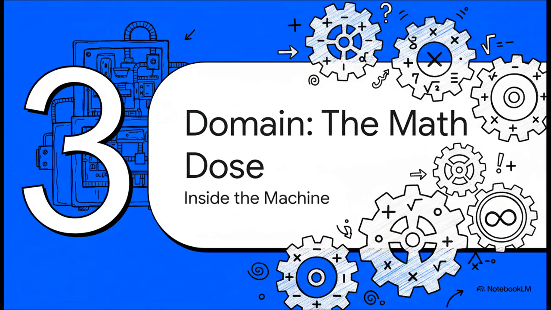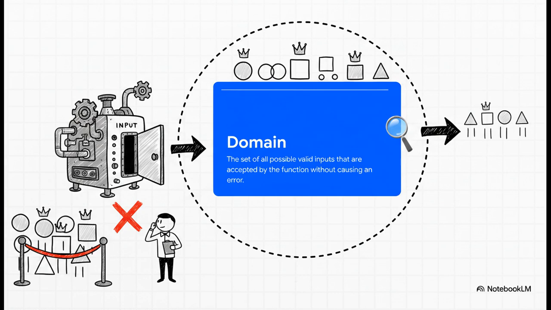Section 3. Domain, the math dose. Let's open up the machine and look at the algebraic gears inside. To do this, we need to talk about domain. You can think of the domain as the exclusive VIP list of numbers that are actually allowed to enter the machine without causing an error. It's the complete set of valid inputs. If a number isn't on that VIP list, the machine's doors simply stay shut.